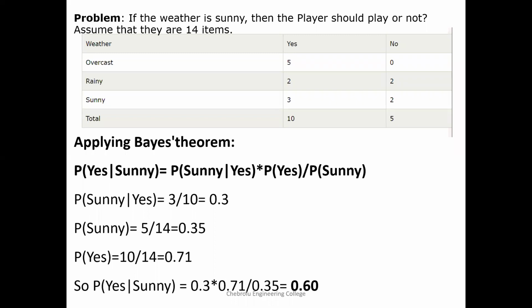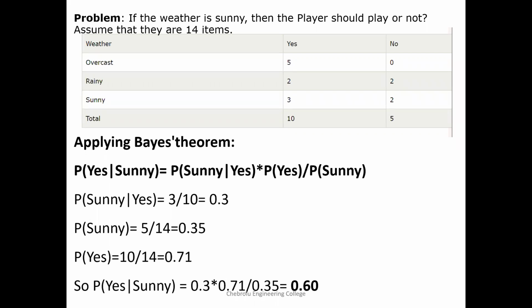Right. Now P of Sunny given Yes. How many Yes? There are 3 Sunnies in Yes. So 3 by 10, the probability is 0.3. Similarly, what is the probability of Sunny? P of Sunny is 5 by 14. Sunny is 3 plus 2.